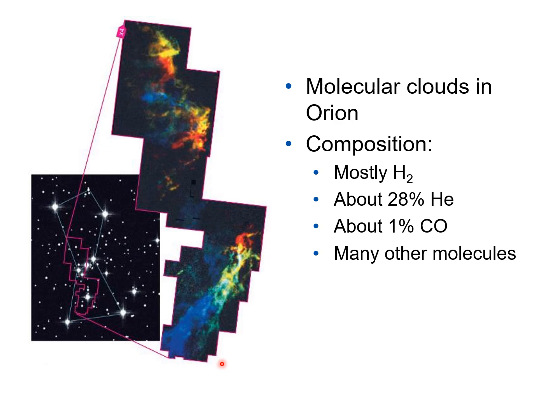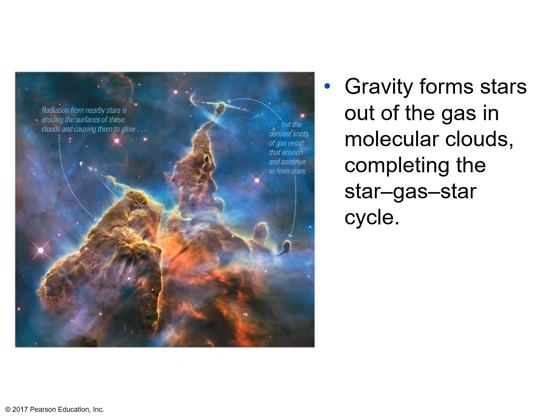The composition of these clouds is mostly molecular hydrogen. Notice it doesn't just say H, it says H2, so that's a molecule of hydrogen. And then about 28% helium. Helium doesn't form into molecules, it's just atoms of helium. It's a small percentage, about 1% of carbon monoxide, and many other molecules as well. And this is where stars are formed. Gravity forms stars out of the gas in molecular clouds, completing the star-gas-star cycle.